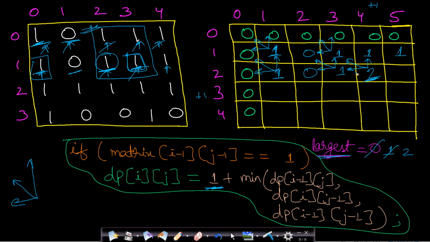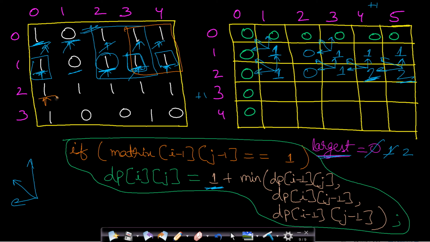This is 1. Now since this is 1, we will have to take minimum in all these three directions. It is 1. 1 plus 1 will be 2. So if you include this 1, then it can extend the size of the square matrix moving in these three directions. So what will be that matrix? It will be this matrix. So I hope you are understanding it.